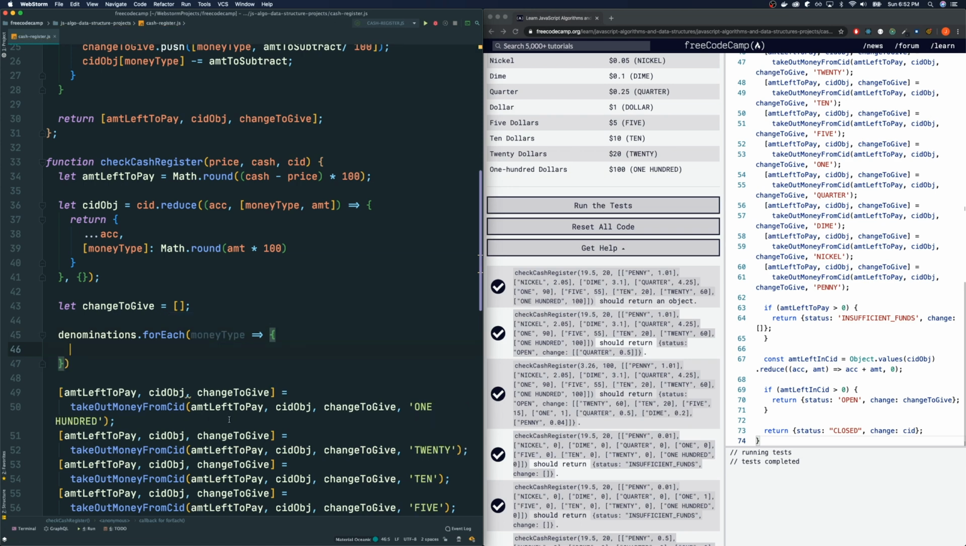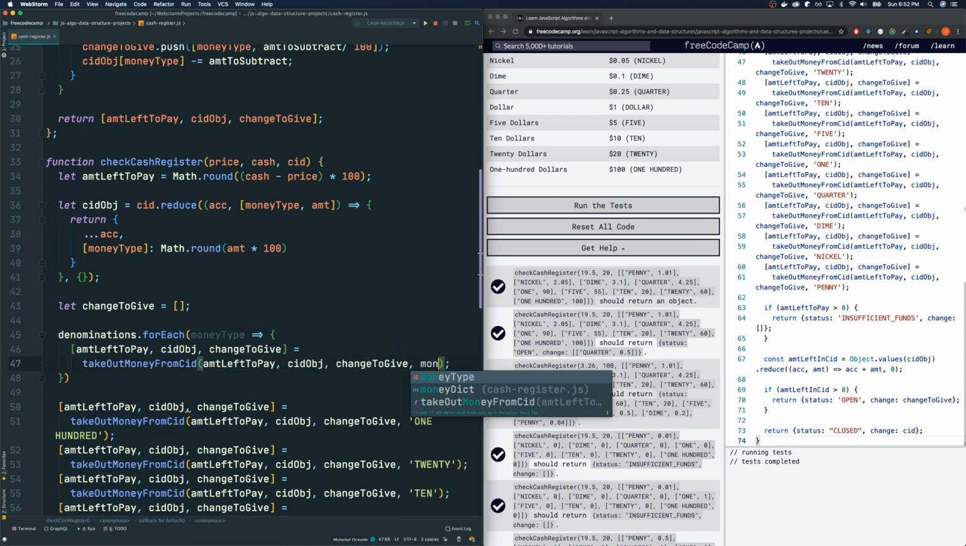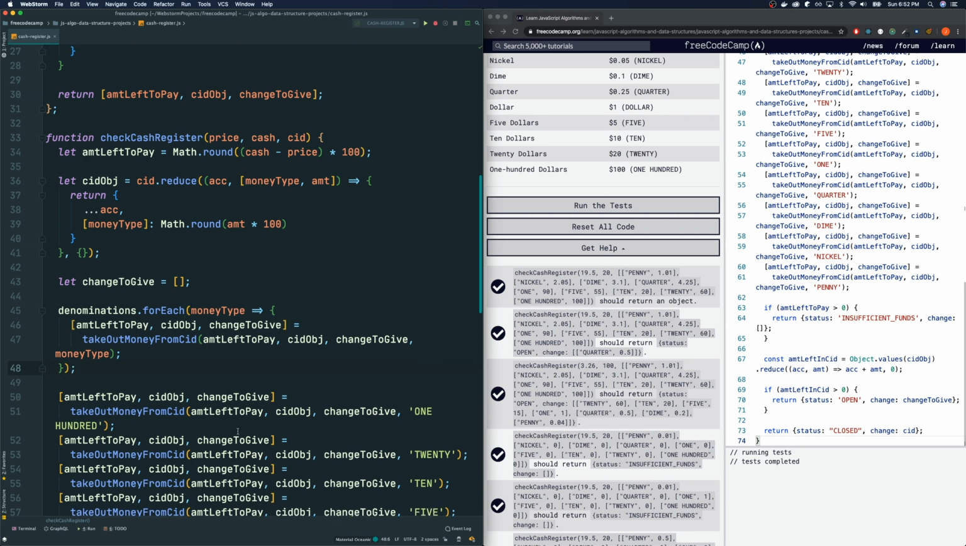And for each money type, what do we want to do? We just want to call this function here. Update our variables like so, right? So let's see, amount left to pay. So I think this is good. Let me erase this 100, however, and put money type here instead. All right, so I think that will do everything.